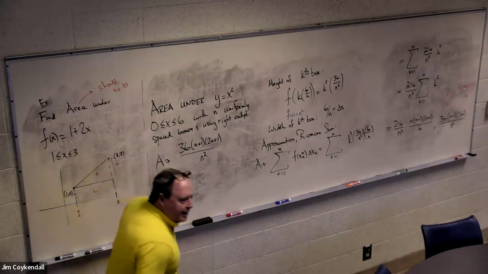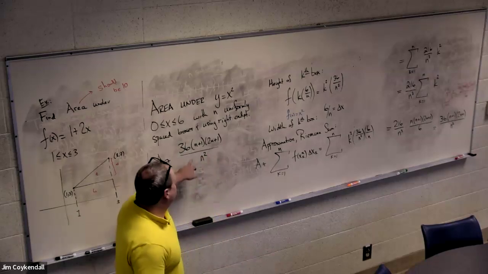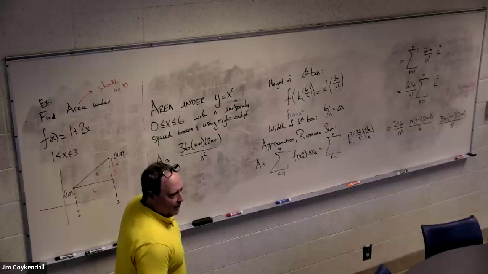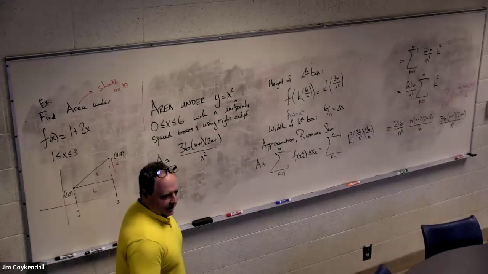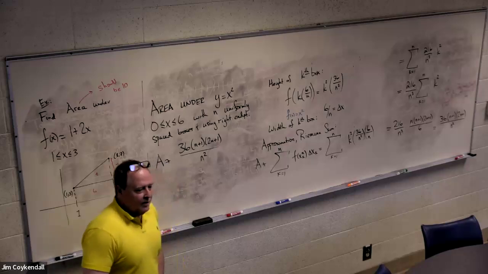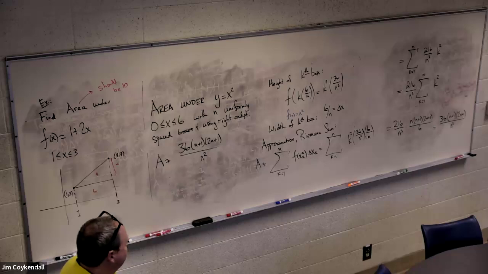How do you make this better and better? More and more boxes, right? What's the limit as n goes to infinity? There's a way that you can just look at this and tell me the answer should be 72. Do you want to know that trick?